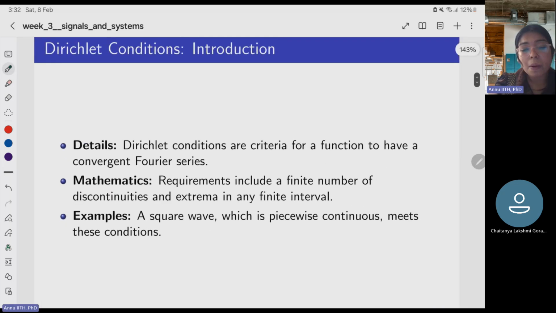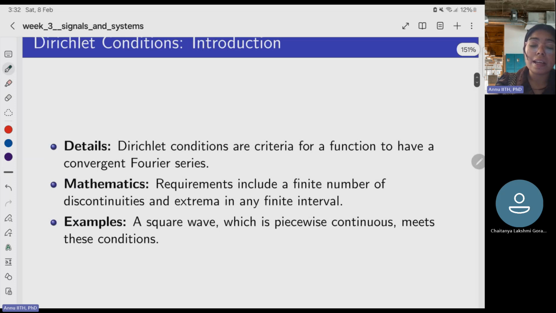Now, there's a very important concept in the Fourier transform and the Fourier series, that is called Dirichlet conditions. So Dirichlet conditions are the criteria for a function to have a convergent Fourier series. Now, you may wonder what is Fourier series? Is this the same or linked with the Fourier transform? The answer is no. The only link between these two is the sinusoid.